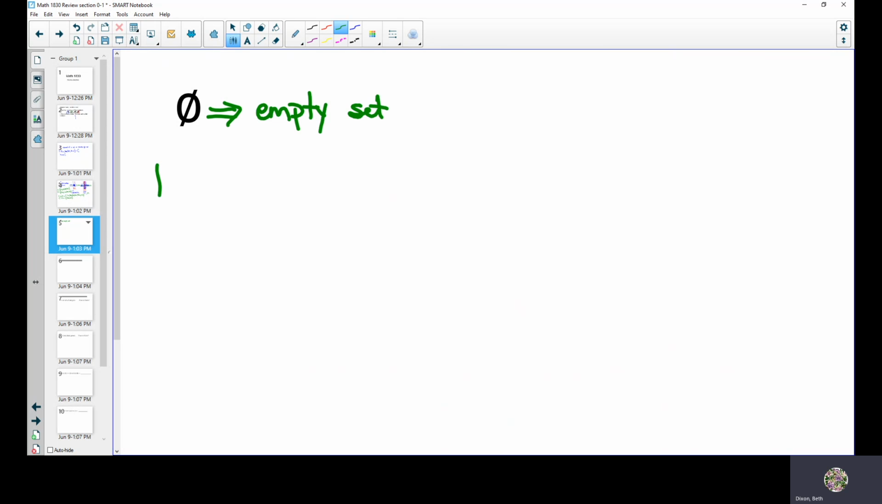The empty set, I'm going to call Beth's class today. Beth's class today, as she is videotaping this for you, is the empty set, which means there is no one in this. It is not the same as 0. It means there is nothing in this set.